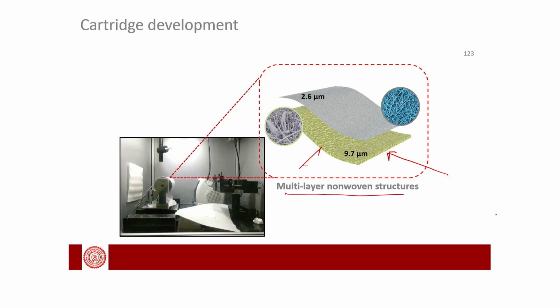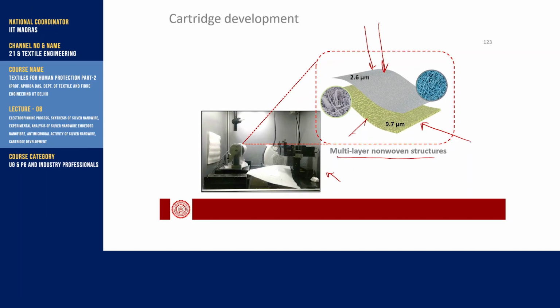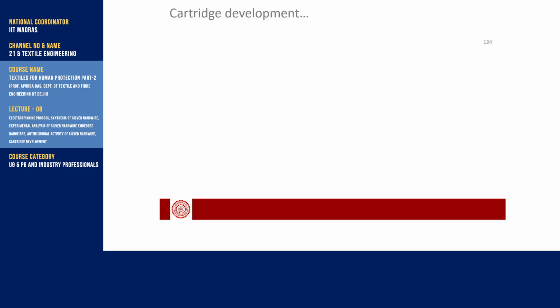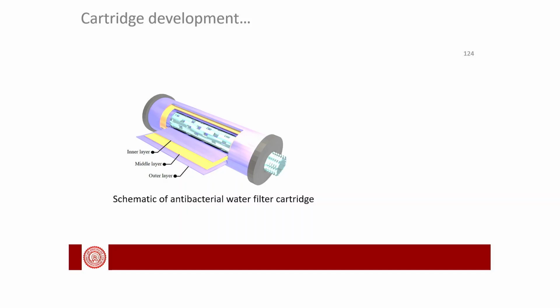On the substrate we have developed the nanofiber mesh. This is the setup where electrospinning was done on the substrate non-woven. This multilayer structure was used to develop the water filtration cartridge. This type of filter cartridge we have developed, where there was an outer layer, a middle layer and an inner layer. So, different multi-layers we have used.